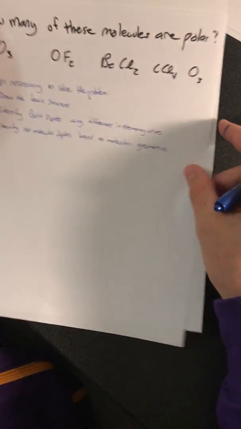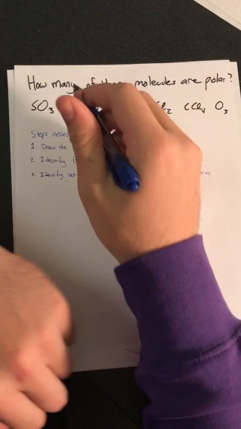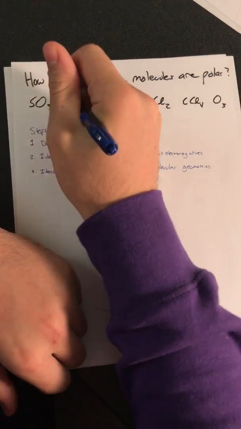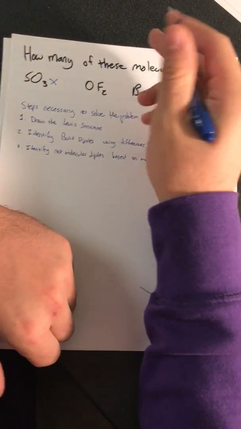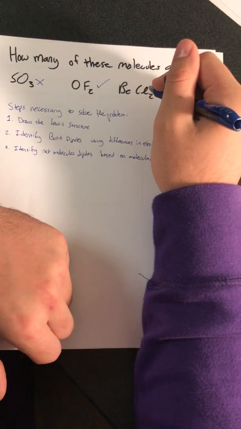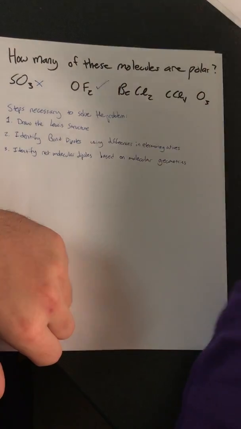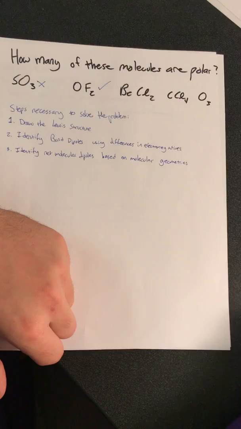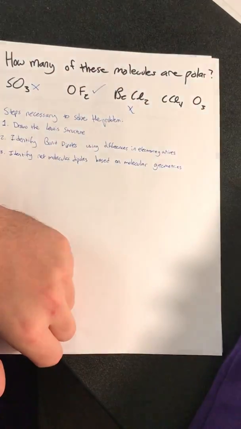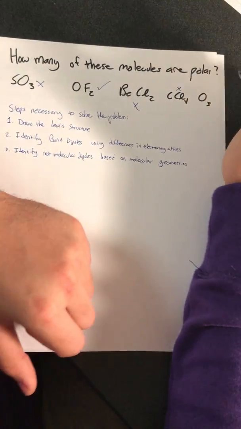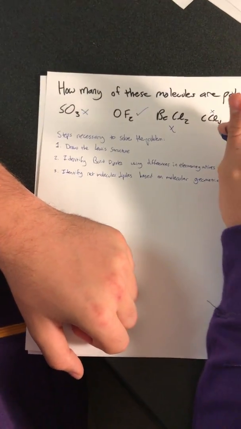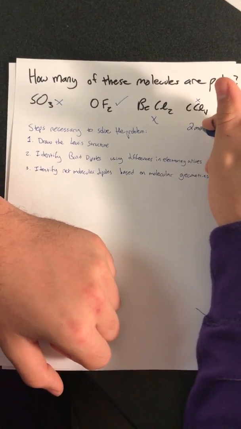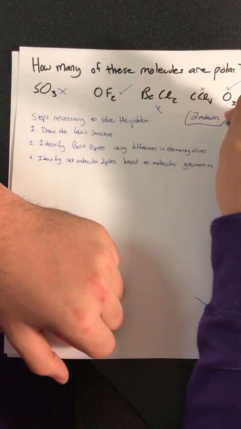So back to the original question. How many of these molecules are polar? Well, we determined that sulfur trioxide was in fact nonpolar. We found out that oxygen difluoride was polar, that beryllium chloride was in fact nonpolar, that carbon tetrafluoride was not polar, and that the ozone was polar. So the answer to the question is there are 2 molecules that are polar.